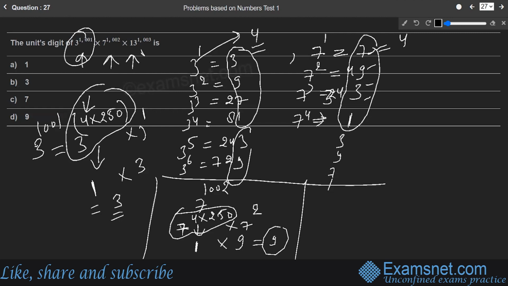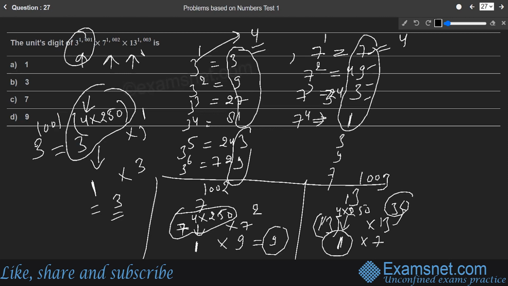Let us see the third expression, that is 13 to the power 1003. Ultimately the 3 is important. So we can break this down into 13 to the power 4 into 250 multiplied by 13 to the power 3. Every fourth power of 3 ends in 1. So the last digit of this first term is 1, and the third power in the cyclicity of 3 ends in 7. So the last digit of this expression is going to be 7.